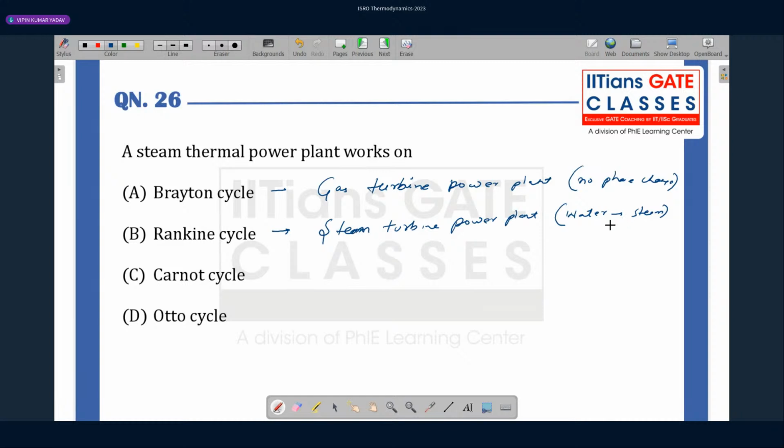Then the Carnot cycle is basically the ideal cycle, and all cycles are based on this. The Otto cycle runs your SI engine or petrol engine. You also have the diesel cycle that runs the diesel engine. So what is the right answer here? It is Rankine. So B is your right answer.